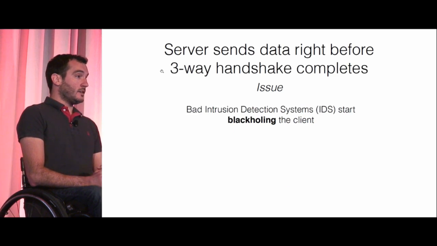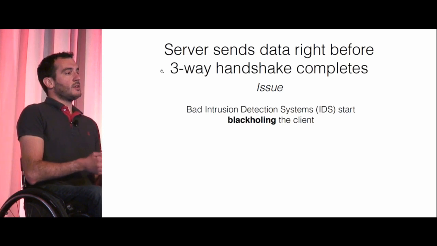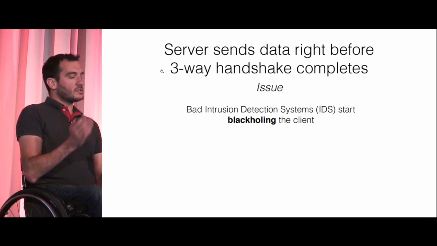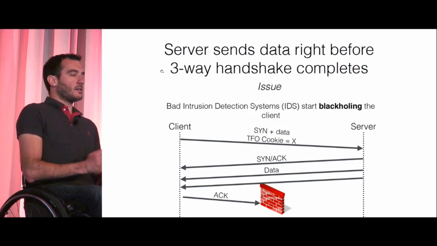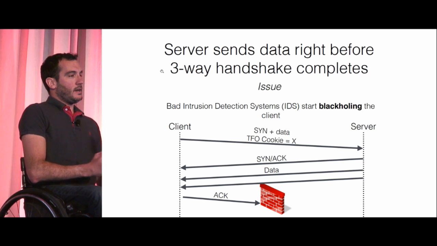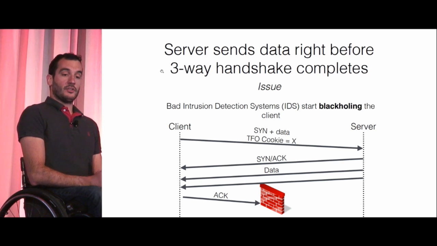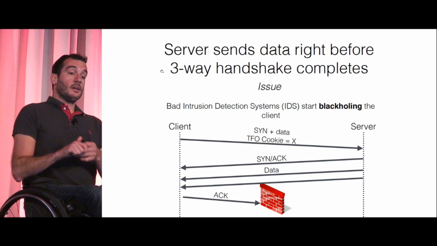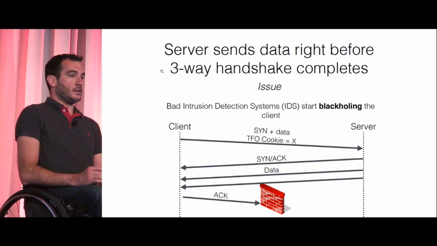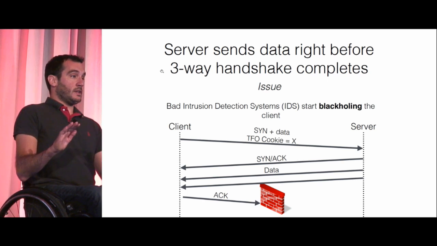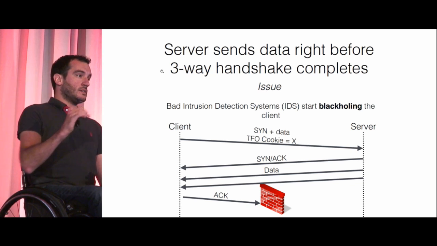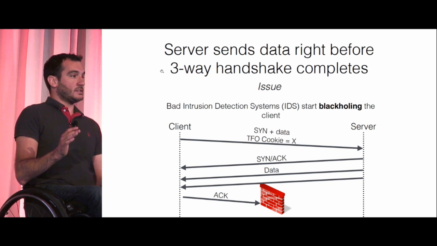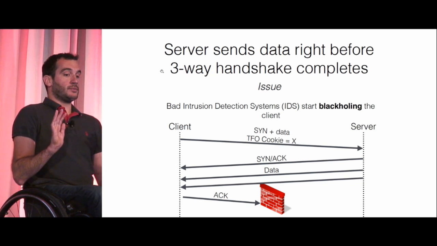Another issue that we also found in one of the middleboxes is that some intrusion detection systems completely blackhole the client. And it was really interesting to see the behavior that we observed there. So basically, the client is sending a SYN with data, and it adds the TFO cookie option. The server receives this SYN plus data, and it responds with a SYN-ACK acknowledging the data. And the middlebox that we were experimenting with didn't drop the SYN-ACK. And even the server replied with the data immediately, and the client received this data. So everything looked fine from a client point of view.